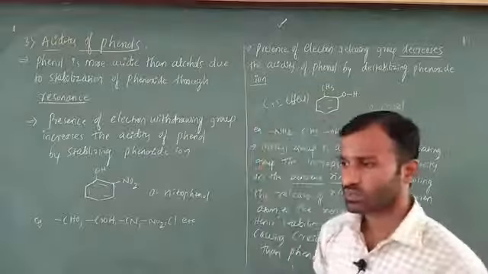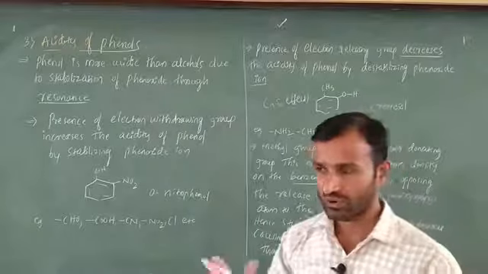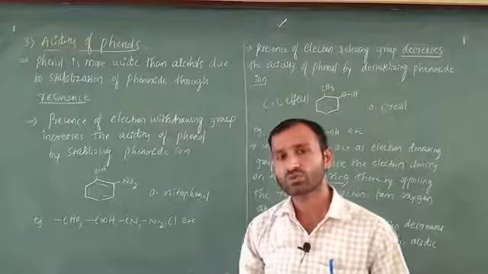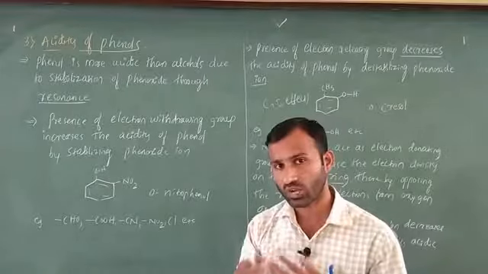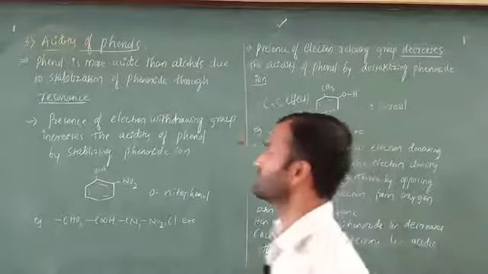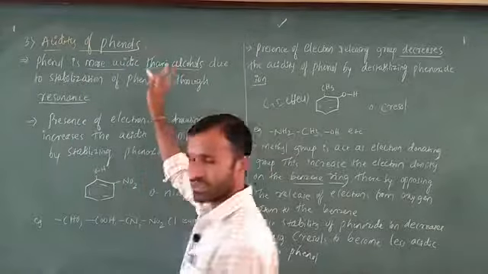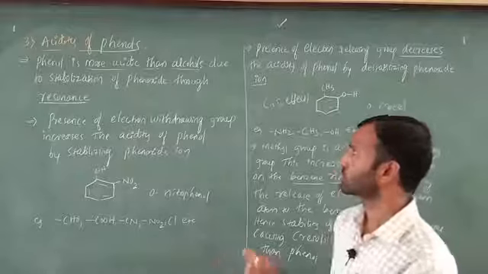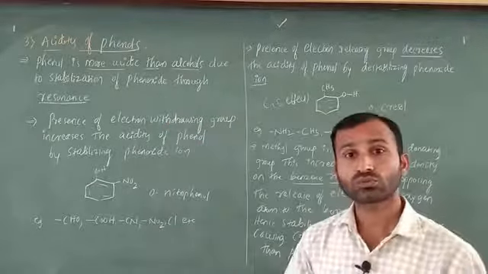Next, the question in this case is phenol and alcohol. If phenol is there and alcohol is there, out of the two which is more acidic? Obviously the answer is that phenol is more acidic than alcohol. The reason is very simple. Phenol is more acidic than alcohol. Everything is on the board for notes purposes: due to stabilization of the phenoxide ion through resonance.